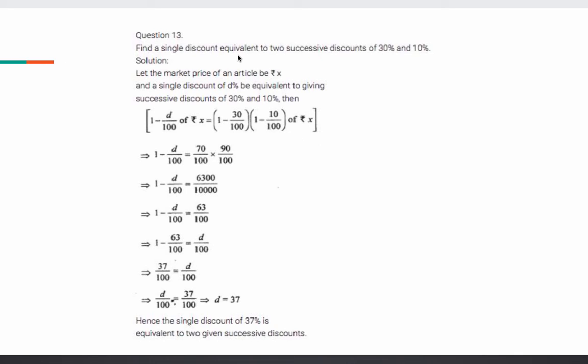13th is: find a single discount which is equivalent to two successive discounts of 30% and 10%. Okay, the formula I've just told you. SP equals selling price equals 1 minus D1 upon 100, that is 1 minus 30 upon 100, into 1 minus D2 upon 100, the second discount is 10%, of X. What is X? The marked price. Students, remember, a single discount I have to find out which has equal value. Now what is equivalent? The marked price. So this should be clear. If that is not clear, this solution can never be done.